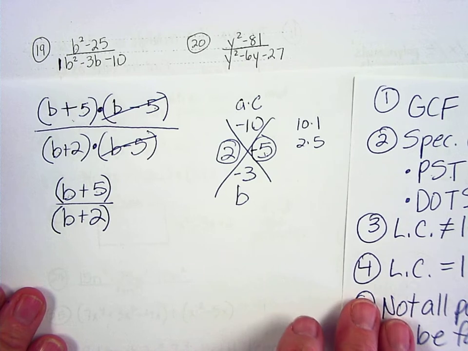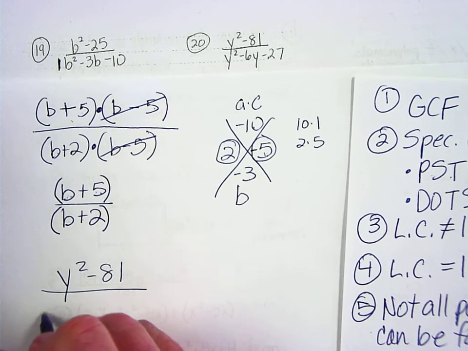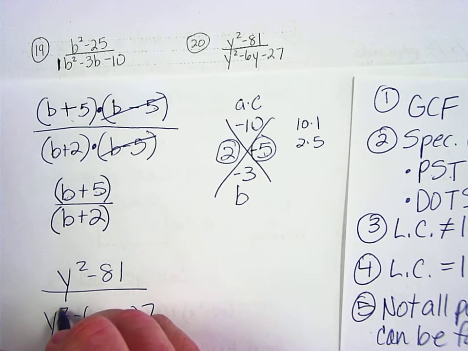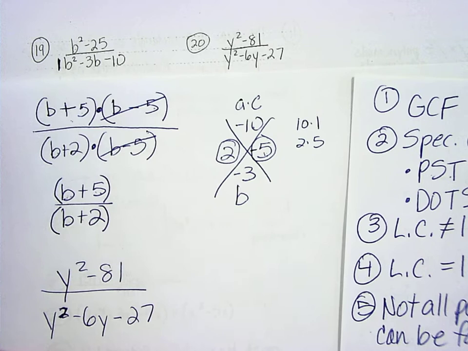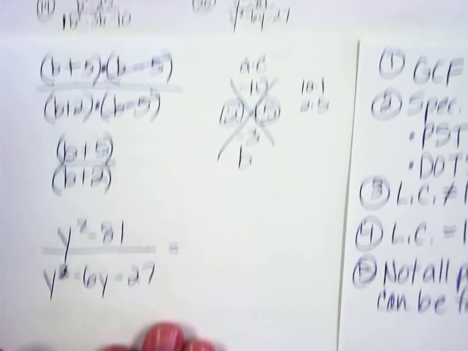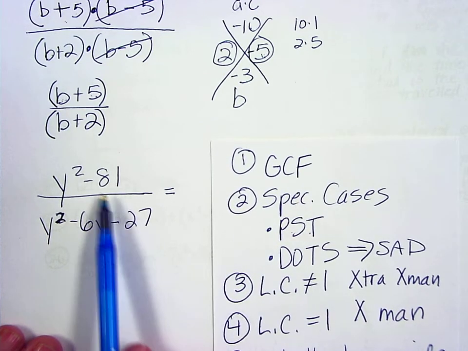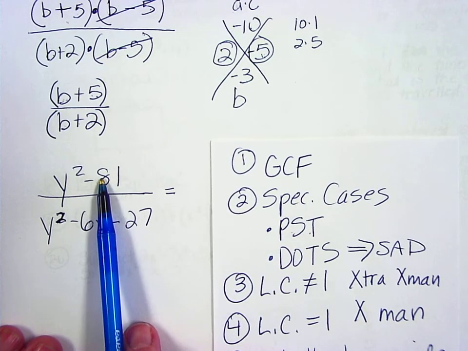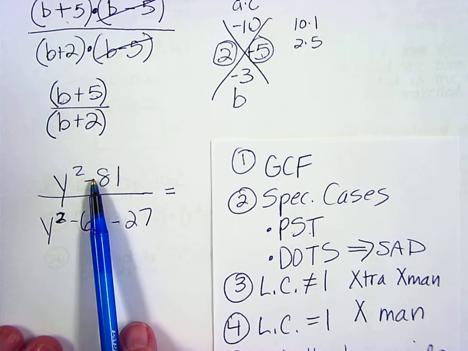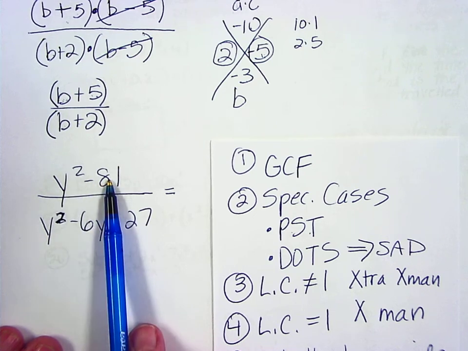Look at number 20. Y squared minus 81 over y squared minus 6y minus 27. This is a 2. Okay, in my numerator, I don't have a GCF. Is it a special case? Well, it's not a PST because it doesn't have 3 terms. It's not a trinomial, but this looks like the difference of 2 square numbers to me. These are both square numbers.